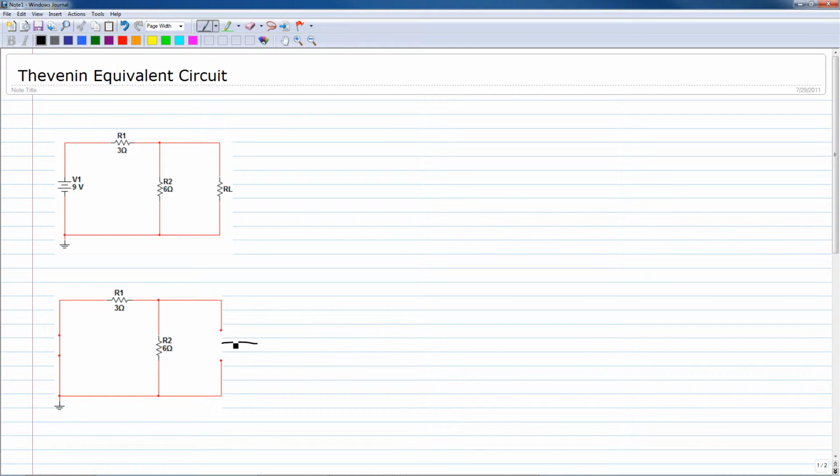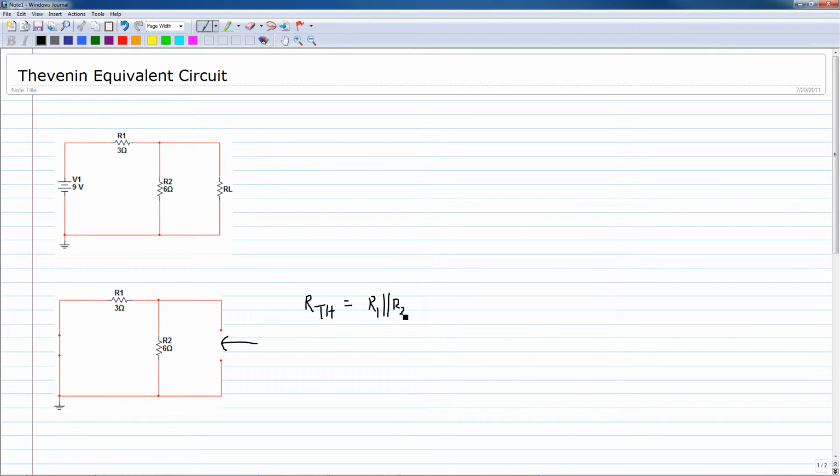The load was here, so we're going to be looking at the equivalent resistance from this perspective. As seen from here, we see that R1 and R2 are in parallel. So RTH is equal to R1 in parallel with R2.